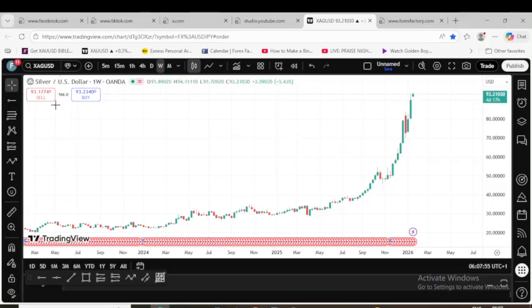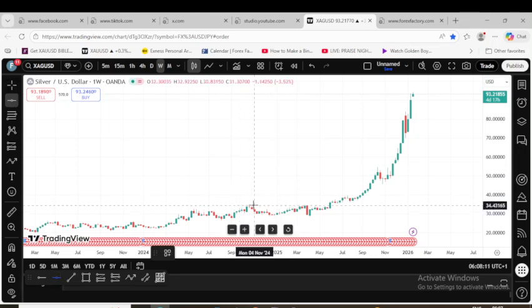Okay, good morning everyone. Today we're going to be doing some analysis on silver US dollar, or XAGUSD, starting from the 1 week time frame. I will start by identifying our zones, our weekly zones.